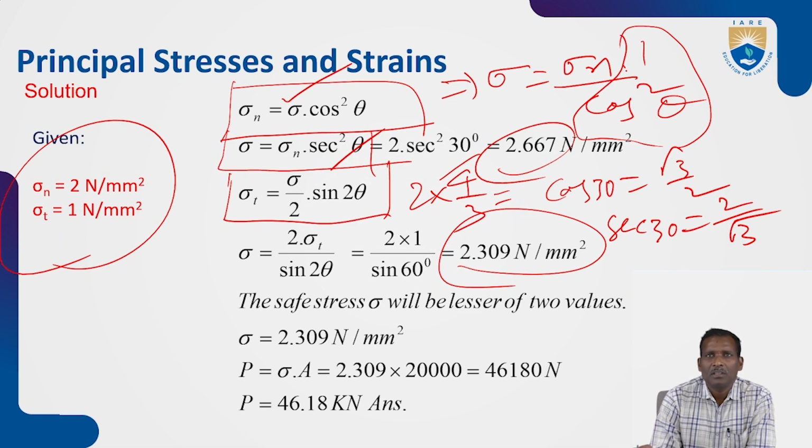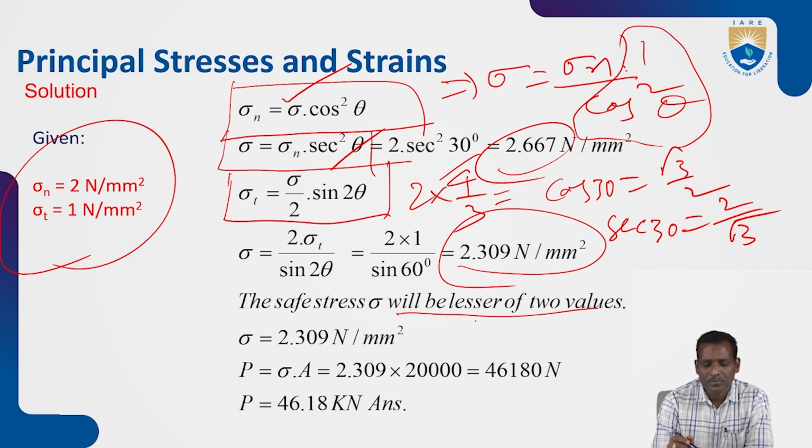So now fix the final value by seeing the above two values. We select the lesser of the two values. The safe stress sigma will be the lesser of the two values. So which one is less? This is 2.309. So take this value as the final value.